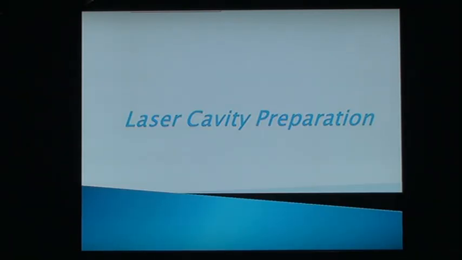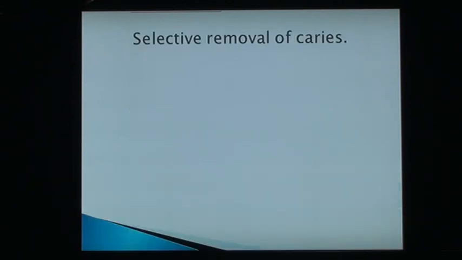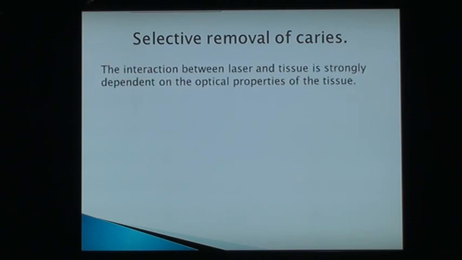Now we will discuss some cases about dental treatment and how the laser can improve the outcome of this dental treatment. We will start now talking about laser cavity preparation. How laser can make our preparation selective. So, selective removal of caries. We mentioned before, the interaction between laser and tissue is strongly dependent on the optical properties of the tissue.